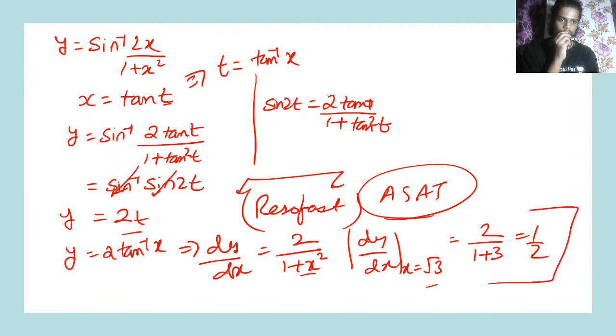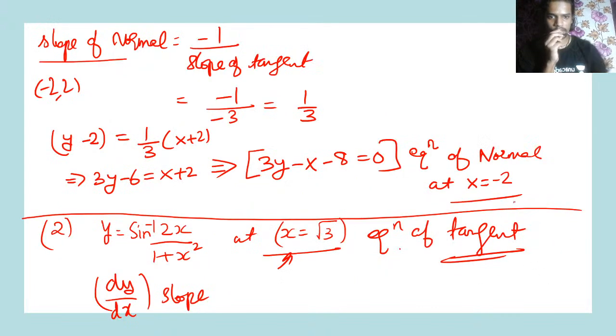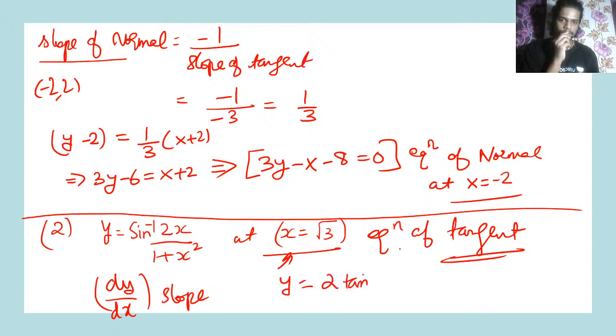So this is the slope of tangent. And what is the point? y is equal to 2 tan inverse x, so 2 tan inverse root 3. What is tan inverse root 3? Tan inverse root 3 is pi by 3. 2 into pi by 3. So answer is 2 pi by 3.